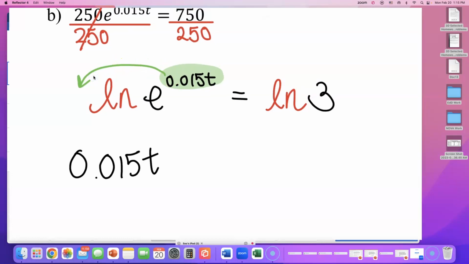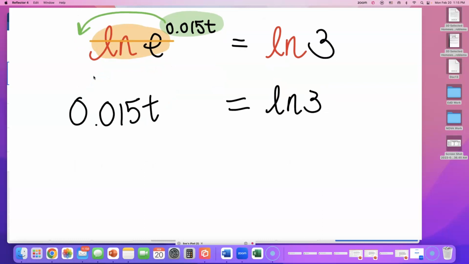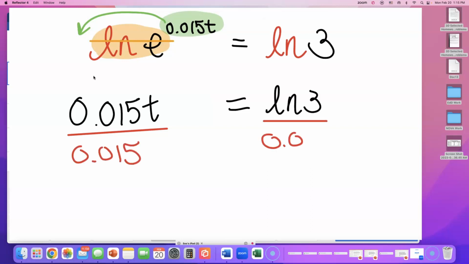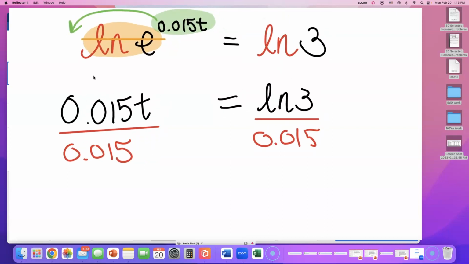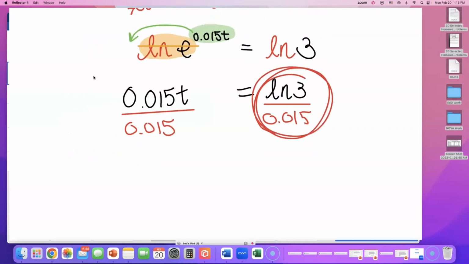And what happened to this natural log of e? That just becomes 1, right? So you can just ignore it, because multiplying something by 1 doesn't change anything. And that equals this natural log of 3. Now you are solving for t, right? So what's the last thing you need to do? Divide by this decimal. So t is equal to that. That's your answer. So t equals ln 3 divided by 0.015.